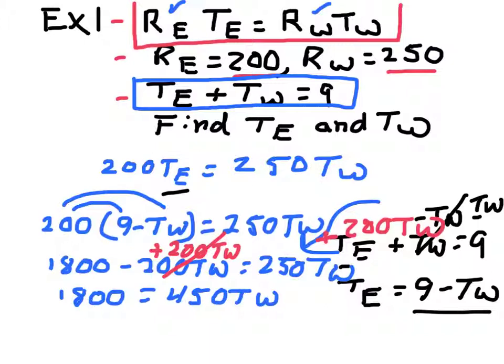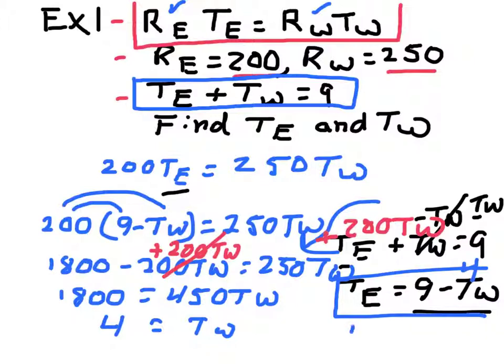So I'm going to take 1800 divided by 450 to figure out what TW is. And if I take 1800 divided by 450, I find that TW is equal to 4. So now I know what TW is. Now how can I find TE? Well, I can go right back to this equation right here. I can take 9 minus whatever TW is, which is 4, to find TE. So TE then is equal to 9 minus 4, which is 5. So TW is 4, TE is 5.